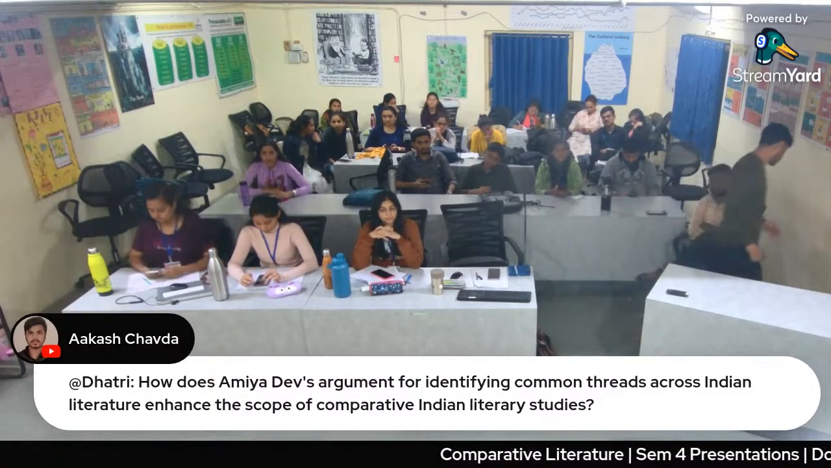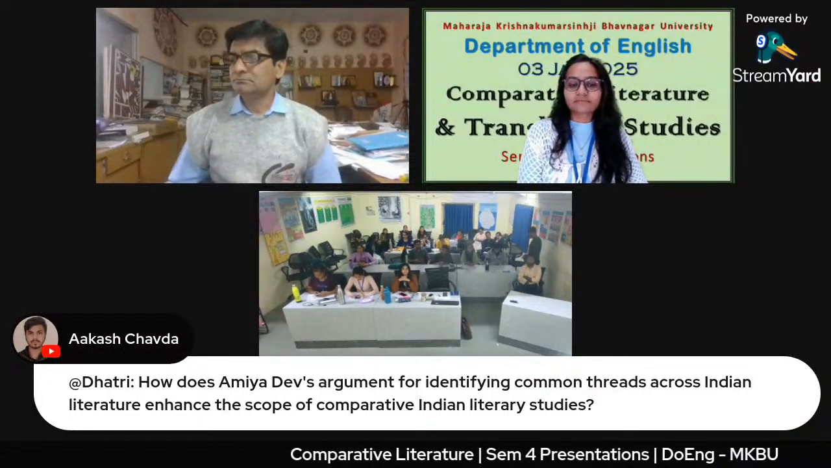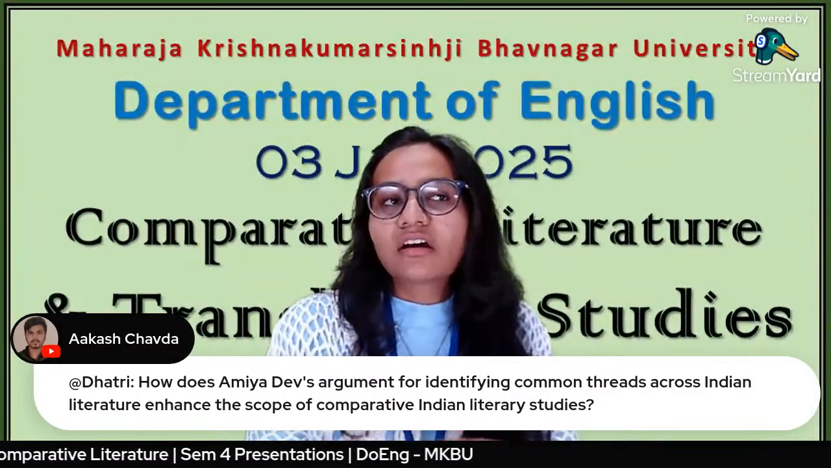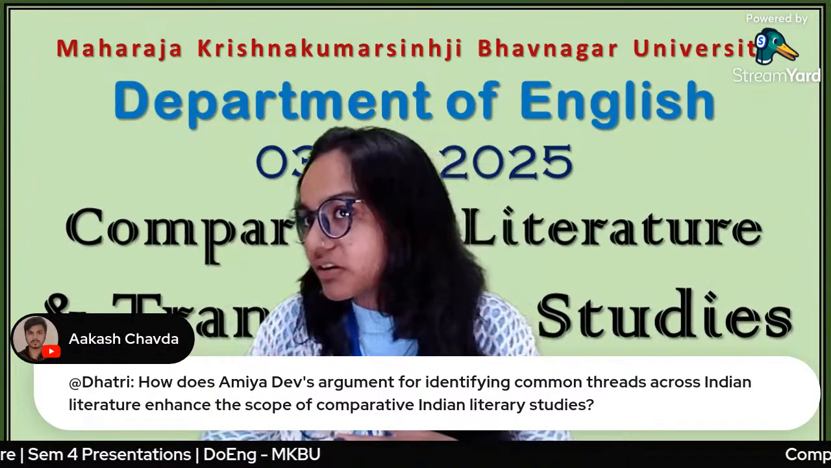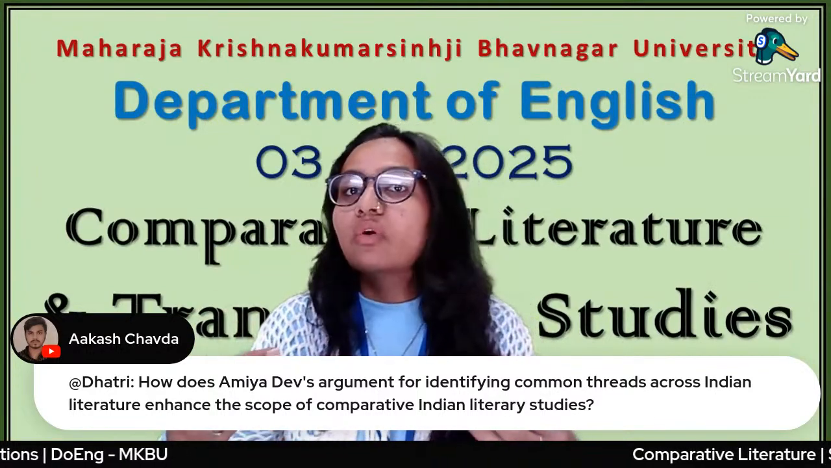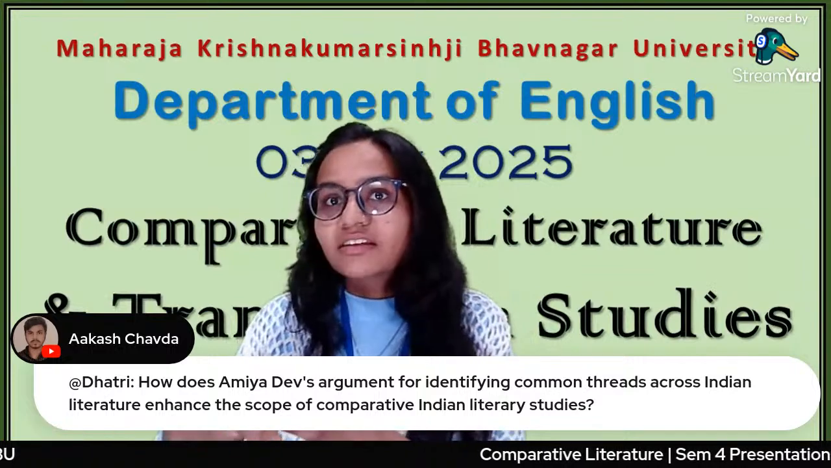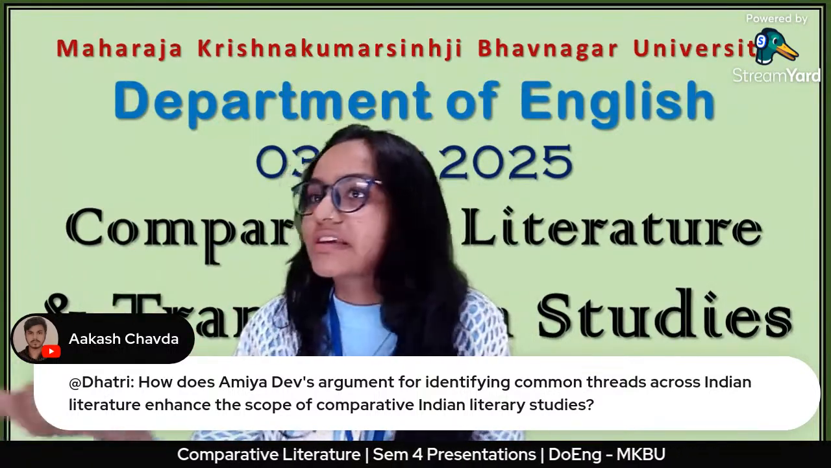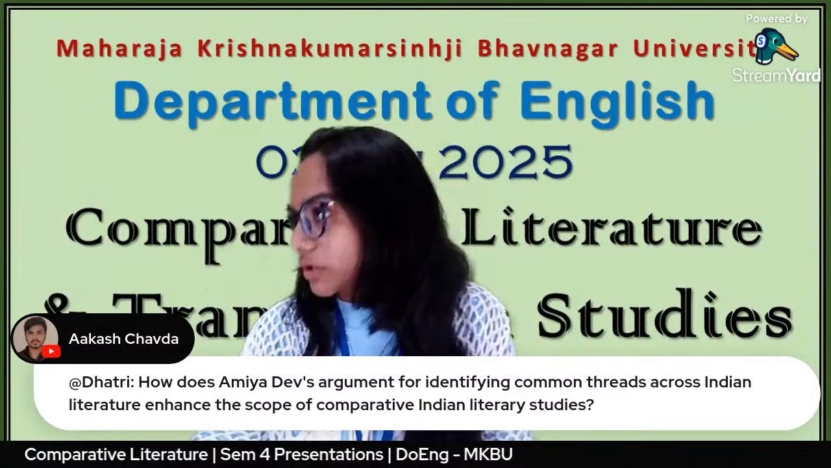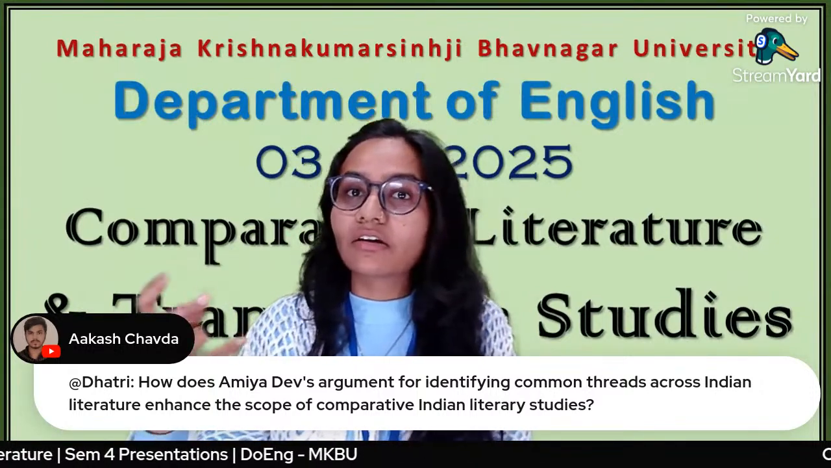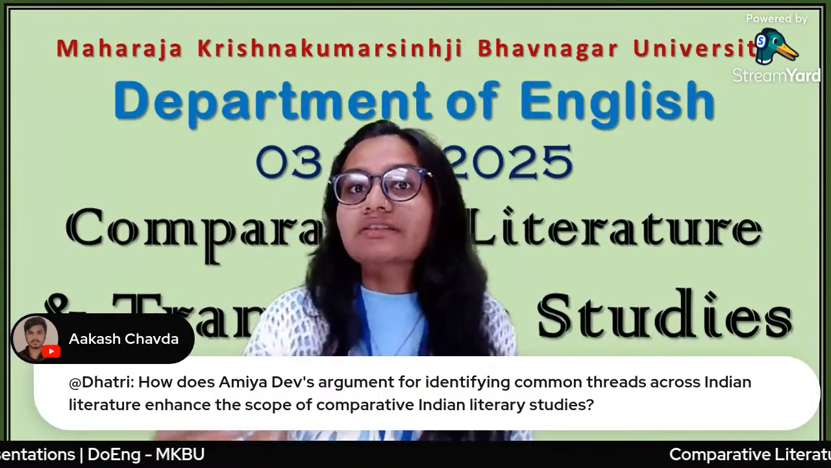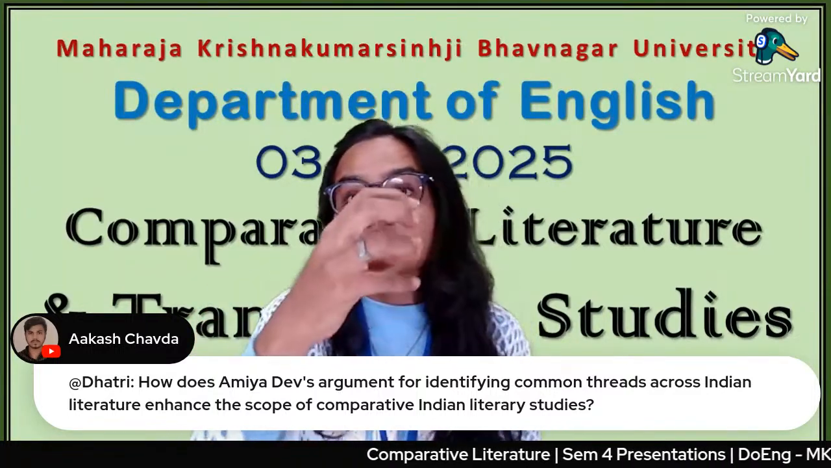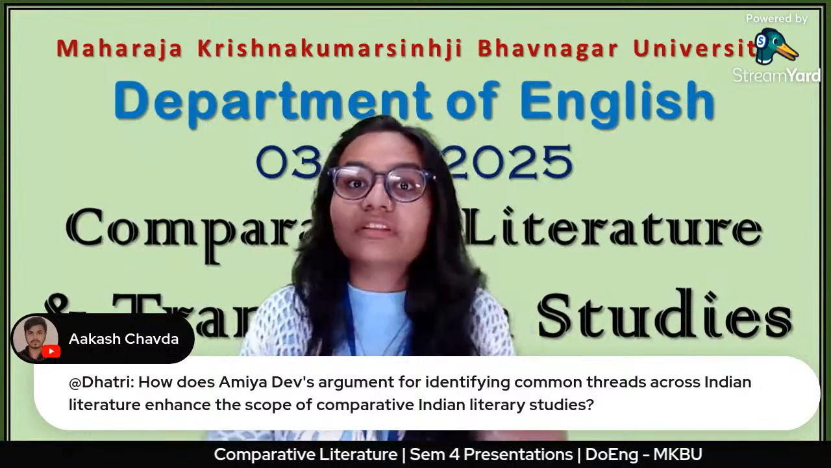Okay. Amiya Dev argues that there is a common thread, and we can find this in religious literature, or we can say mythical literature. Now, Ramayana and Mahabharata are spread across India, and different languages have different kinds of their stories. So if we take the example of Ramayana, various languages have their own Ramayana, but the very shared thread between them is Ramayana.